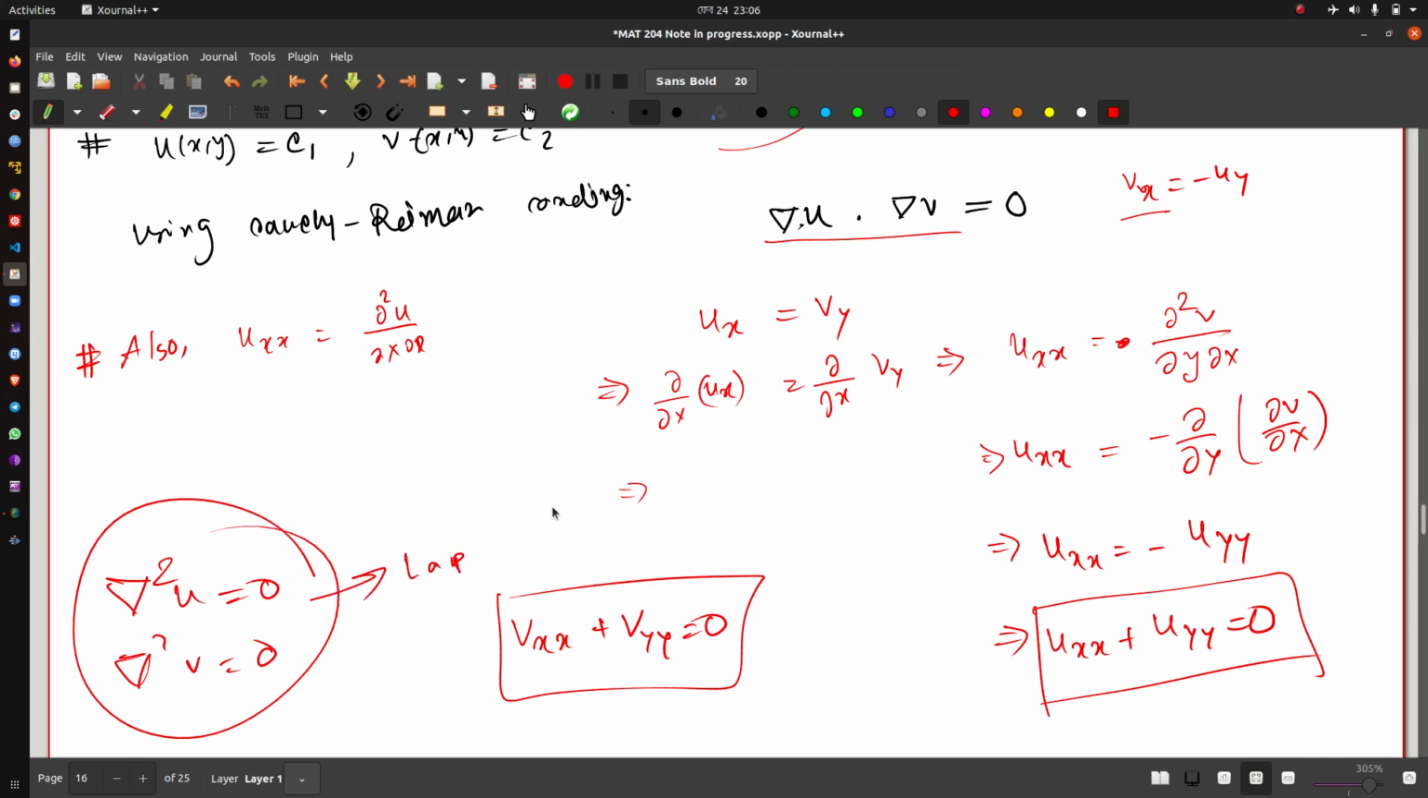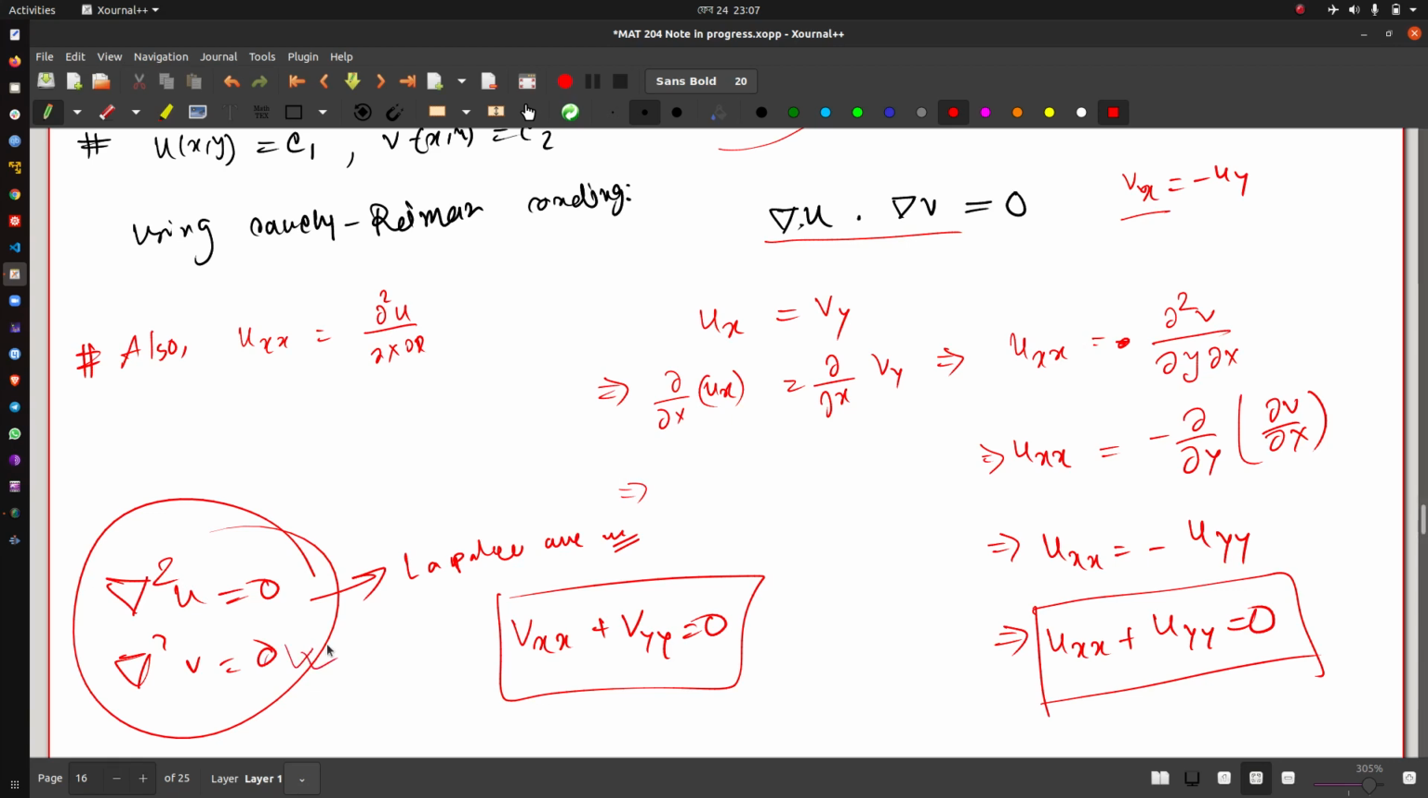And in fact, these u and v which satisfy this Laplace's equation are called harmonic functions. That means if you find some function that satisfies the Cauchy-Riemann conditions, then you can use them as a solution for this kind of PDE.